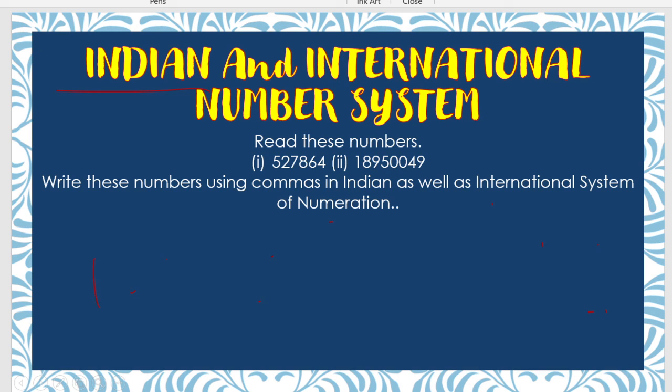And in the international number system, I will again write the number and put a comma after every 3 places. I will write the same number: 18950049. I will put a comma after 3 places over here. This is the period of 100. This is the period of 1000. And after 1000 is million. I will write it like this: 18,950,049. Okay.